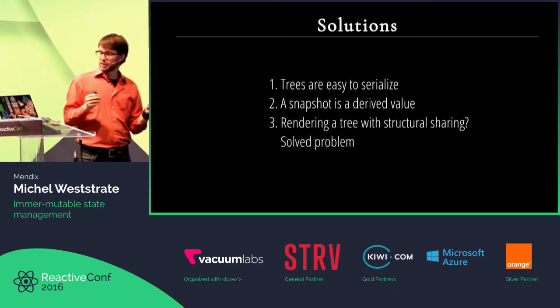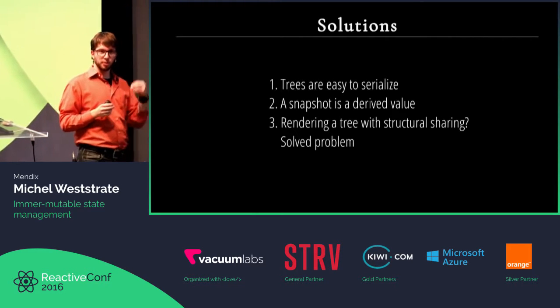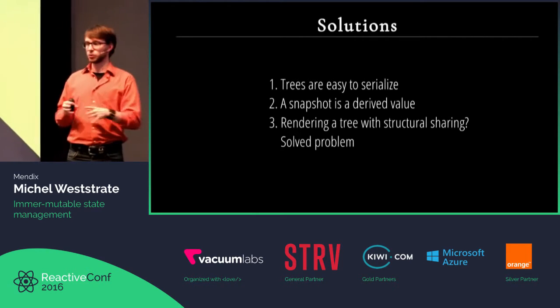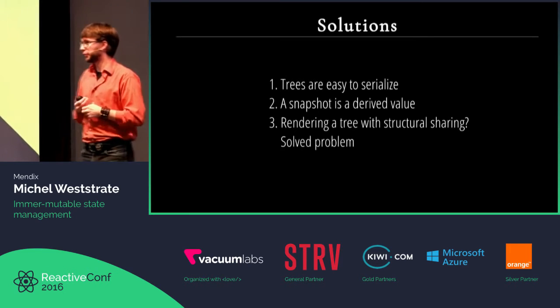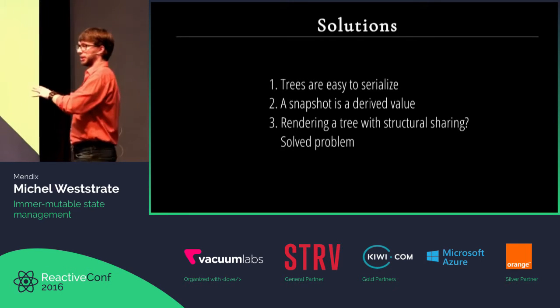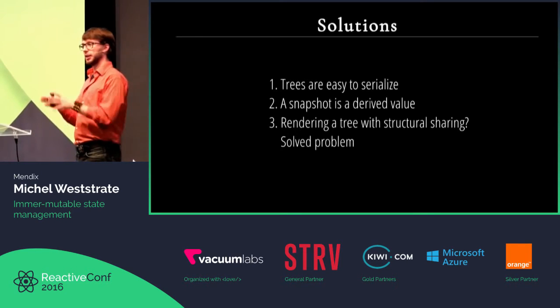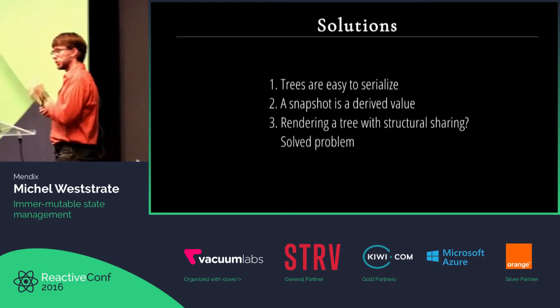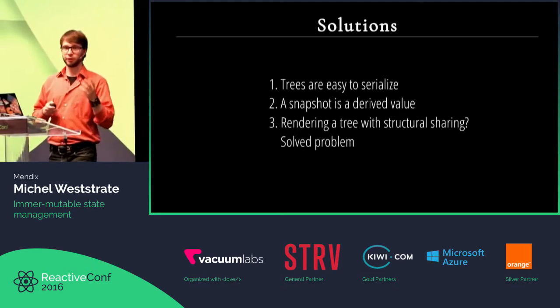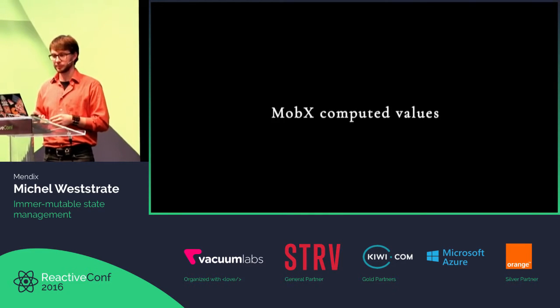And rendering a tree with structural sharing, that's a problem we already solved. That's what we did for components. If we render components and some state changes, only the components affected by this change are re-rendered, and the others are kept as is. So what if we could do the same for our JSON tree?